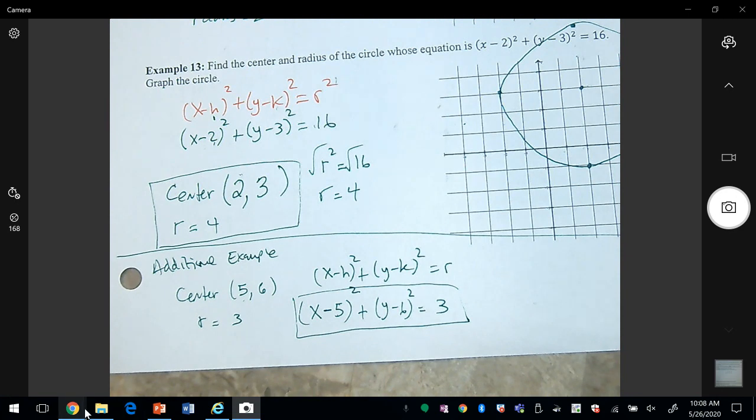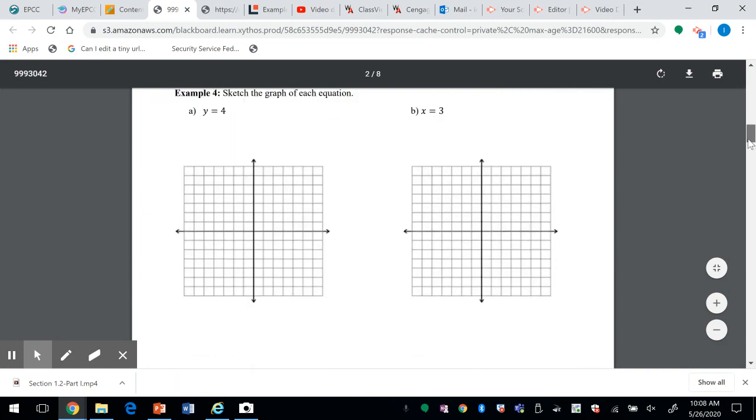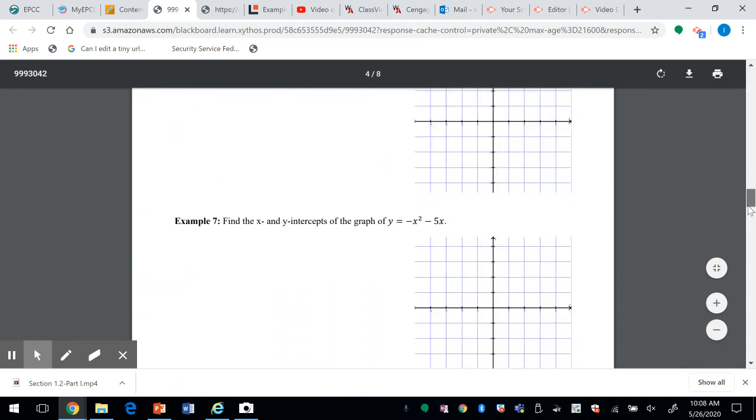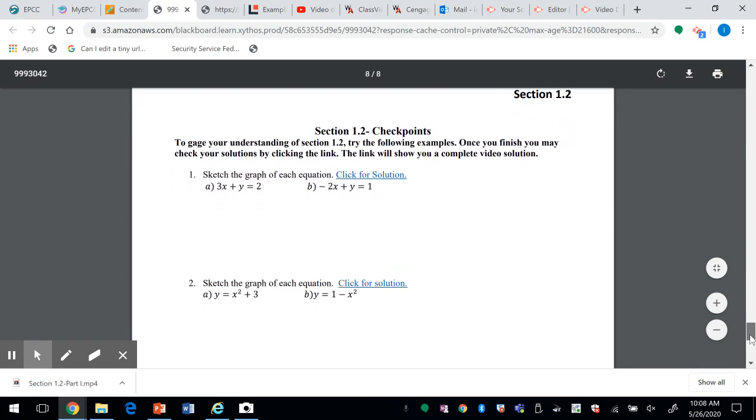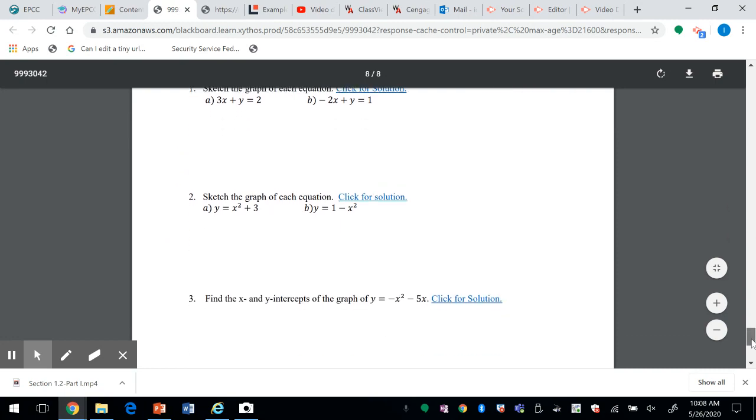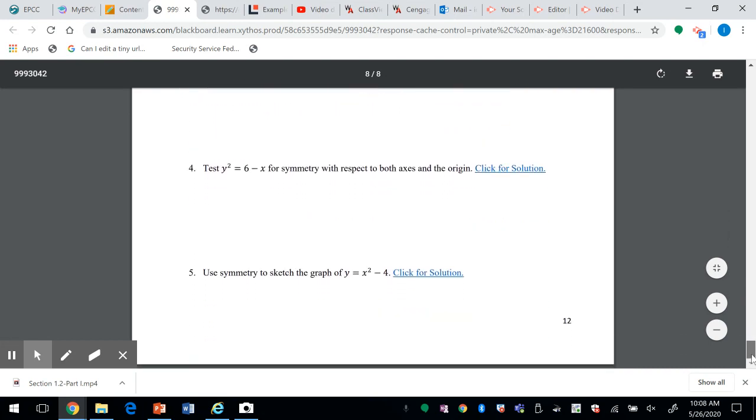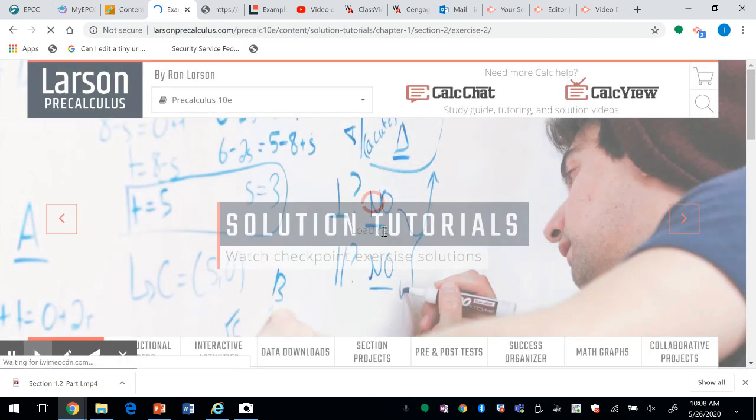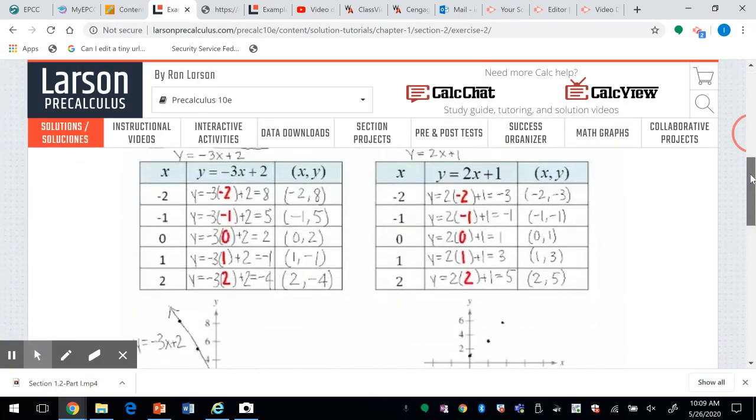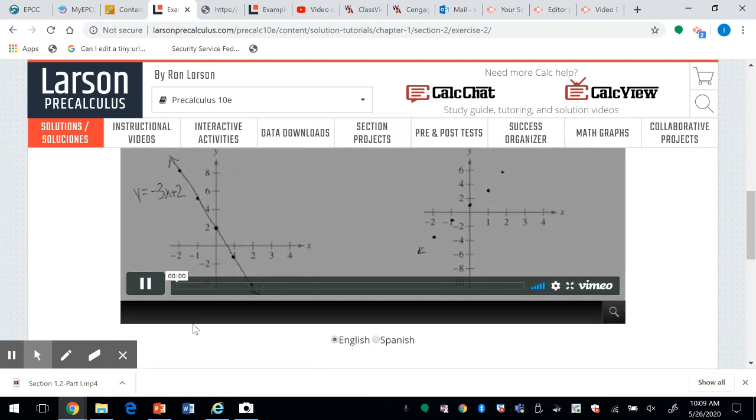Once you are done viewing the videos and your notes online, at the very end of the notes, you're going to see some checkpoints. So these are just additional problems that you can try before you try the homework. And the good thing about this is that you can click on this link and it's going to take you to the solution for that problem. And it's also a video. So it's a video of that problem. So if you want to see extra examples, you can.